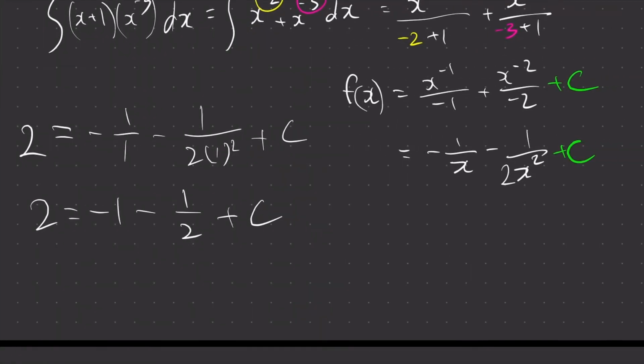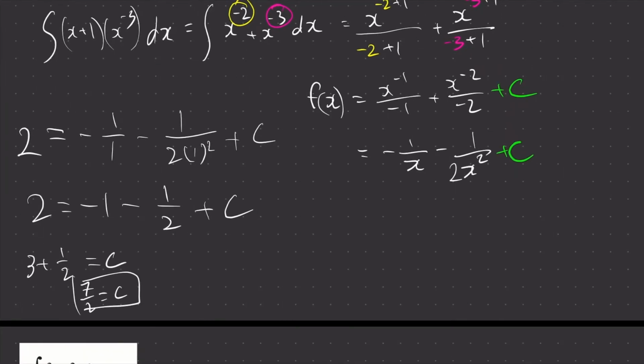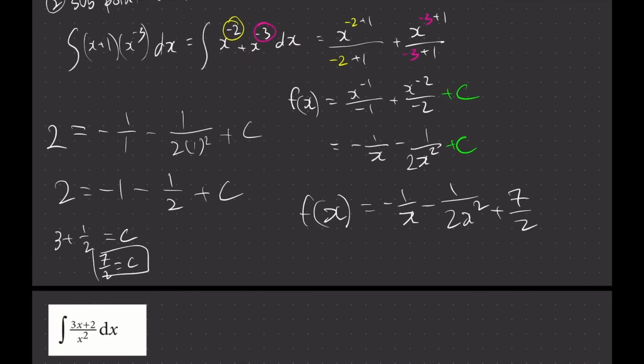So it's going to be 3 plus 1/2 equals c. So this is going to be 7 over 2 equals c. So we know that c is equal to 7 over 2. Now are we done? The answer is no, we're not done yet because we got to rewrite the original equation, right? So it's negative 1 over x minus 1 over 2x squared plus 7 over 2. Now are we done? The answer is yes, now we're done, okay?